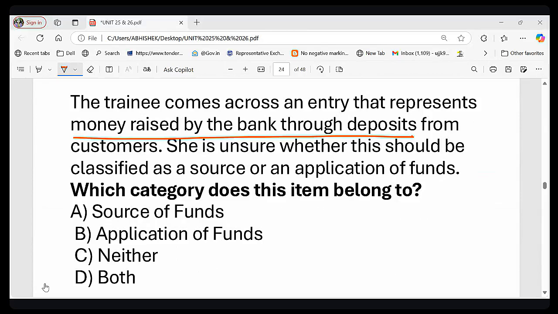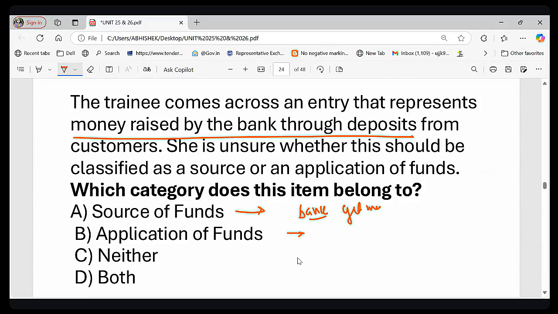Okay, fine. So most of you are answering option number A. So before we reveal the answer, let's break it down in simple terms. Do you know the meaning of source of fund? Source of fund refers to from where the bank gets money. And application of fund means how the bank uses or invests that money, right?